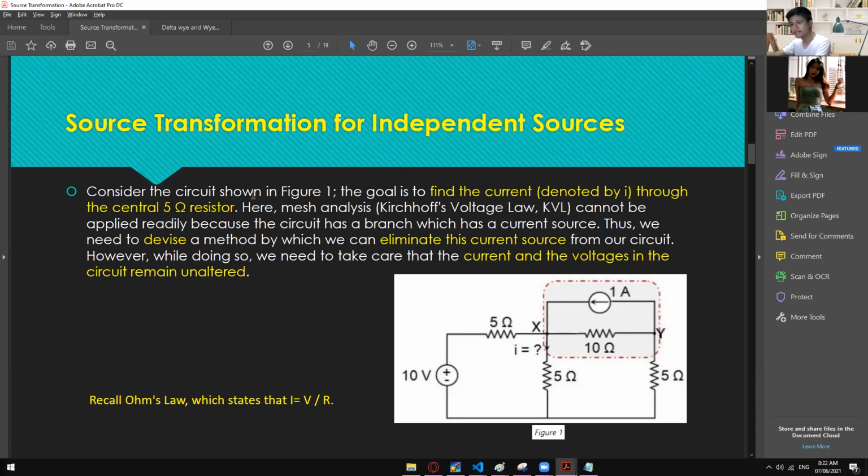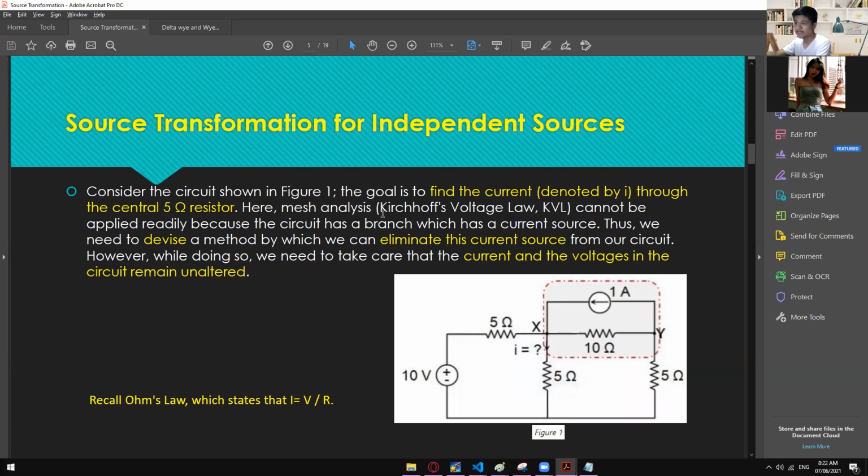So consider the circuit shown in figure 1, which is this one. The goal is to find the current denoted by I. Our goal right here is to find the current that is flowing on this 5 ohms resistor. So how do we do that one?